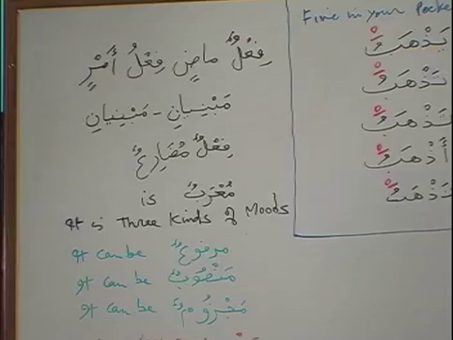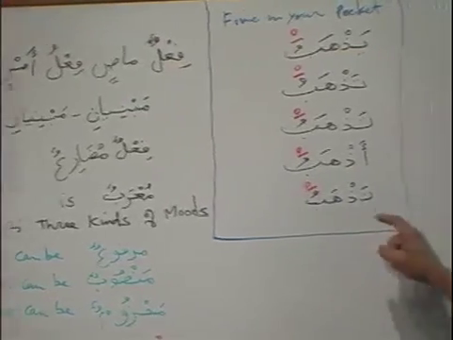Fi'lun mudari'un is mu'rabun. It has three kinds of mood. What are they? It can be marfu', it can be mansub, it can be majzum, but never majrur. Fi'lu madin, fi'lu amrin mabniyani. Fi'lun mudari'un is mu'rabun. It can be marfu', mansub, majzum, but never majrur. Inshallah, you'll remember it. Alhamdulillah.